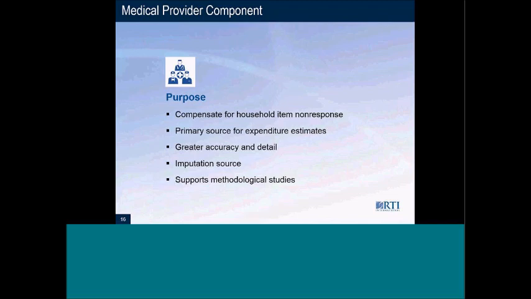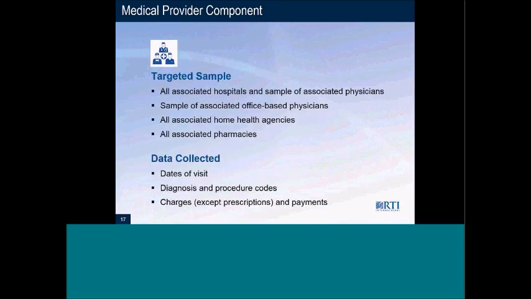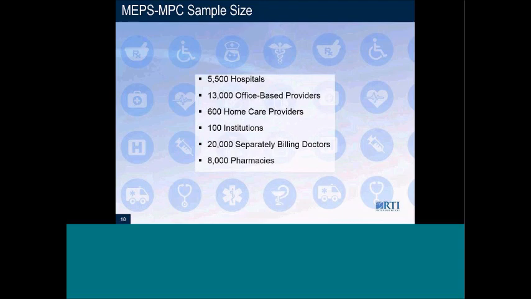So just a little bit more on the attraction of going to administrative data through the medical provider component. It primarily serves as a mechanism to correct for household item non-response on expenditures, and it is the primary source of the expenditure estimates in the survey. It also serves as an imputation source for the missing information for all the visit counts across the different services that people incur over the course of the year. This gives you a flavor of the sample going to all hospitals, a very large representation of office-based physicians, and pharmacies, getting details on visits, diagnoses and charges, and some information on the counts.